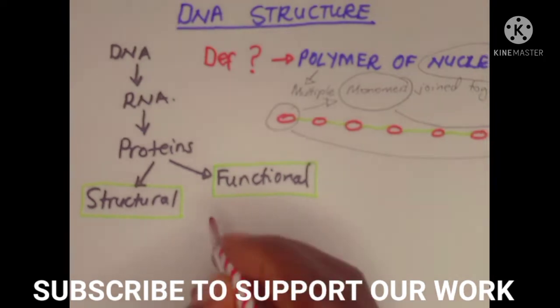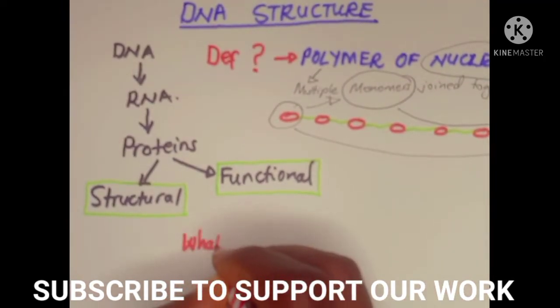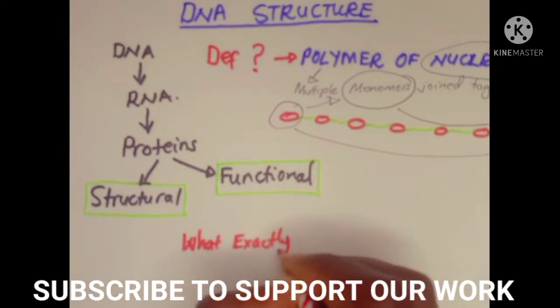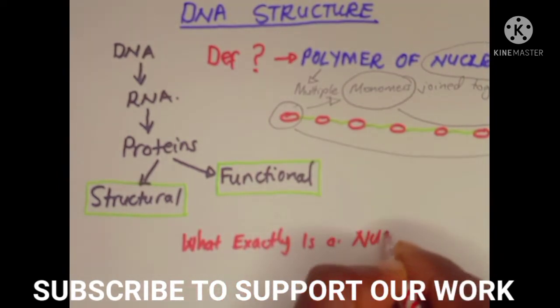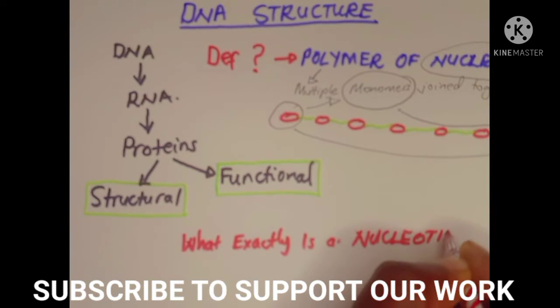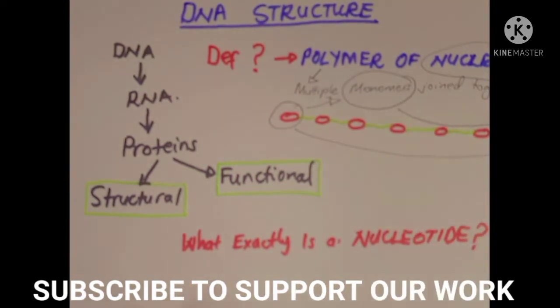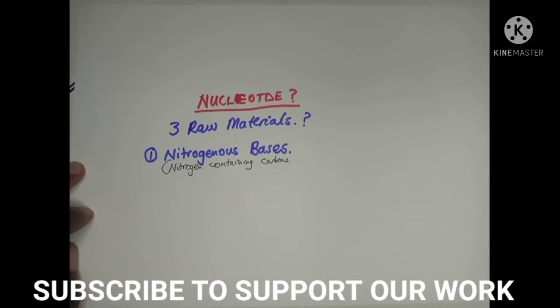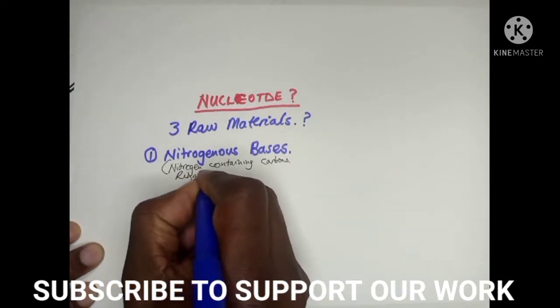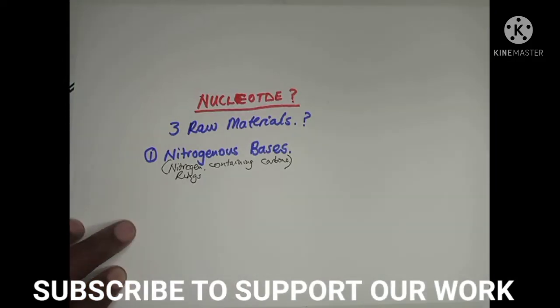For us to understand the detailed structure of DNA, we need to go back to its basic unit, which is the nucleotide. So let's now look at what exactly is a nucleotide. For us to make a nucleotide, we need three raw materials. And the first raw material is a nitrogenous base. These are nitrogen containing carbon rings.